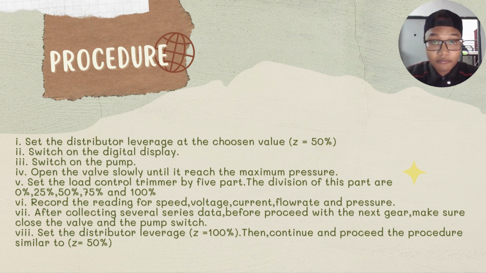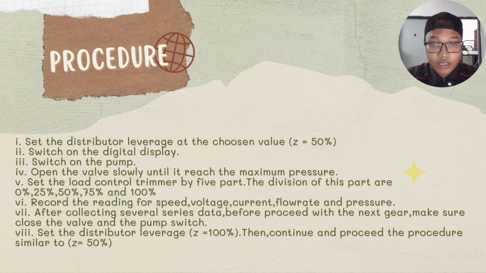Set the load control trimmer by 5 parts. The divisions of this part are 0%, 25%, 50%, 75%, and 100%. Record the reading for speed, voltage, current, flow rate, and pressure. After collecting several series of data, before proceeding with the next setting, make sure to close the valve and the pump switch.